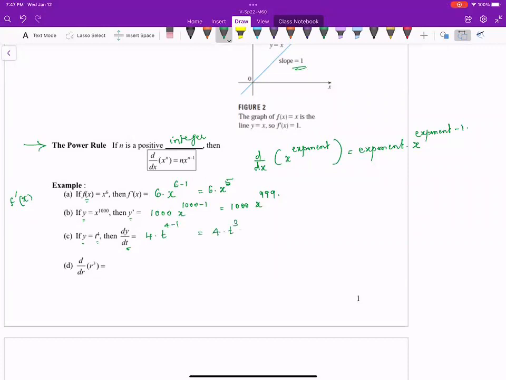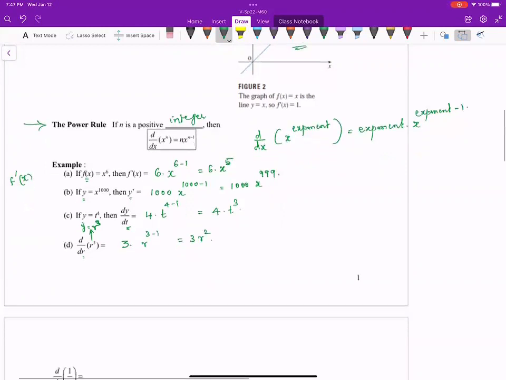d by dr of r cubed, or derivative of r cubed with respect to r, because the function is here treated as y equals r cubed, which is a function of r. So it is exponent times r to the power exponent minus 1, so 3r squared. The important thing that you notice is how differently each function is represented here.